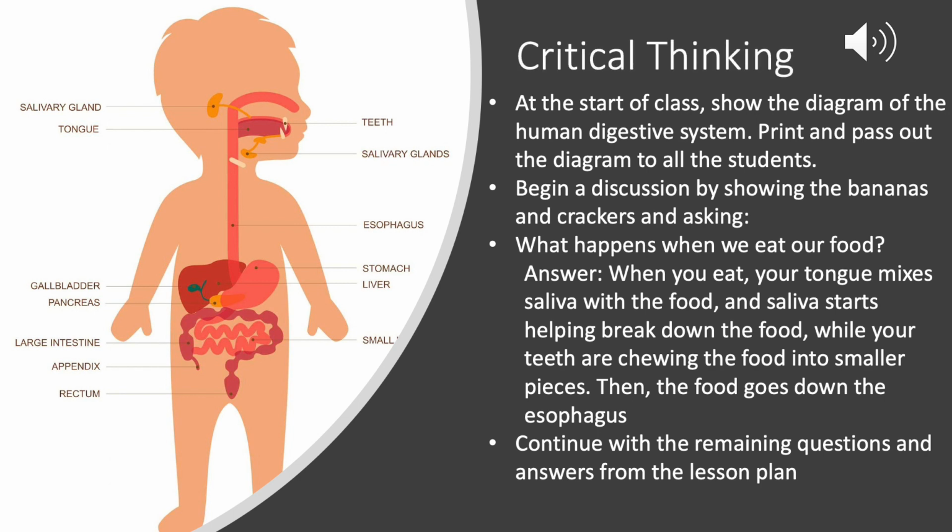For the critical thinking section, you will show the diagram of the human digestive system. Print and pass out the diagram to all the students. You will also begin a discussion by showing the bananas and crackers and asking what happens when we eat our food. Answer according to what the lesson plan has. Then continue with the remaining questions.